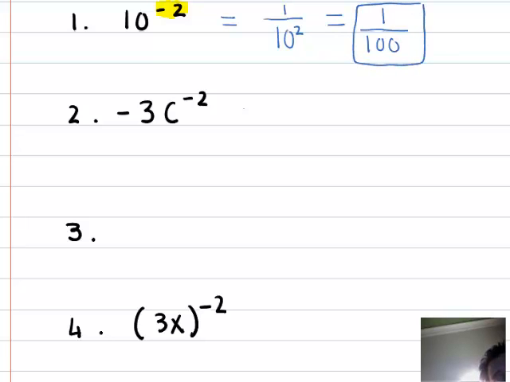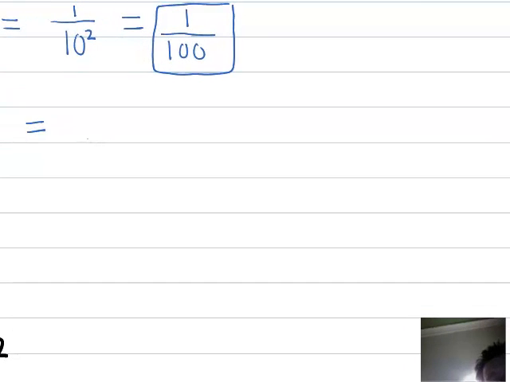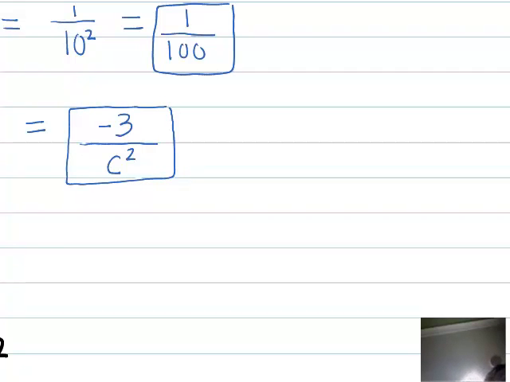Over here, number 2. This is the one that gets raised to the negative. The 3 is not raised to a negative power, so the c to the second is at the bottom. The negative 3 stays on top, and that's really the best you can do. Remember, anything that's raised to the negative, move it down and it changes sign.